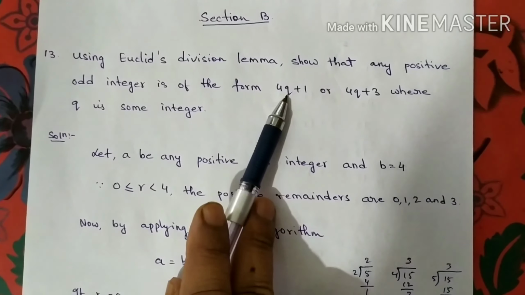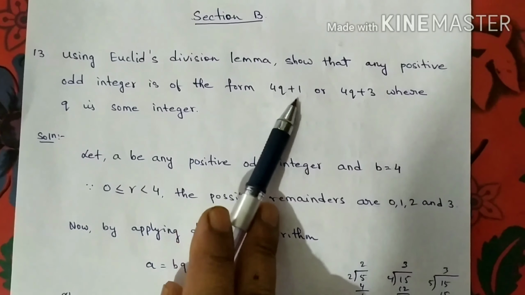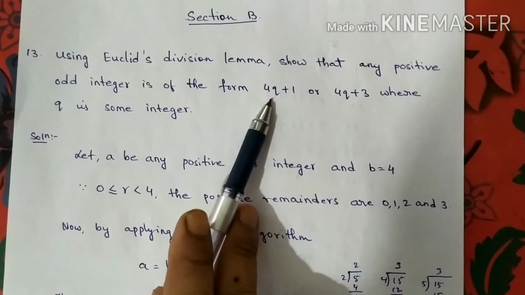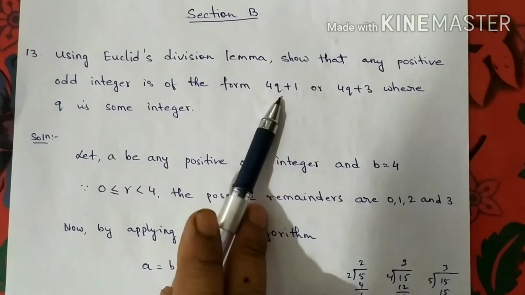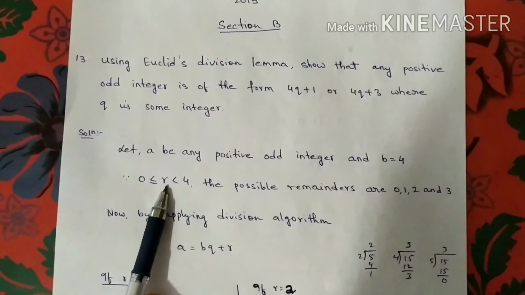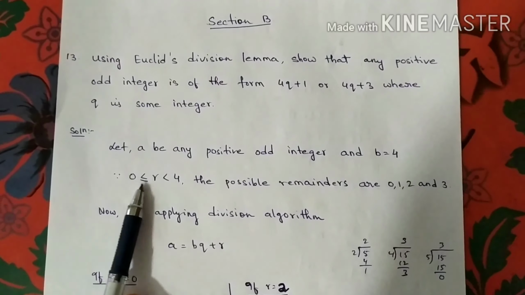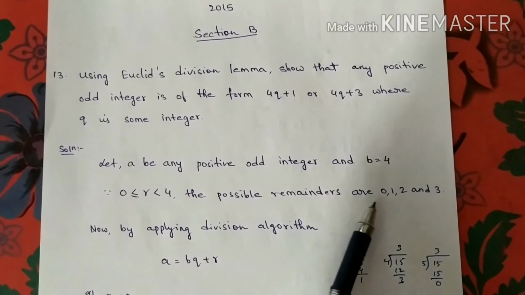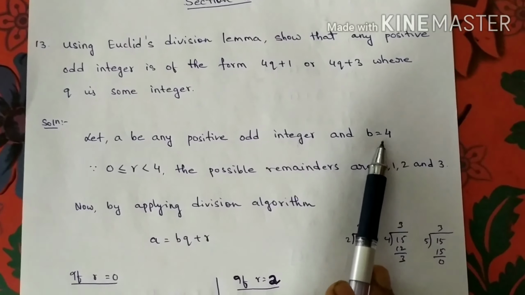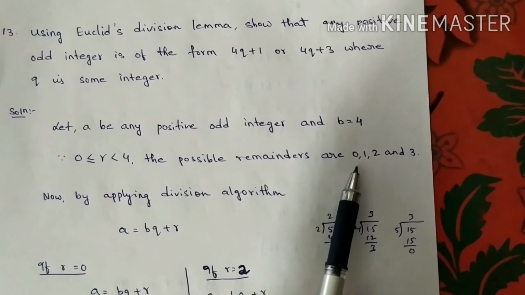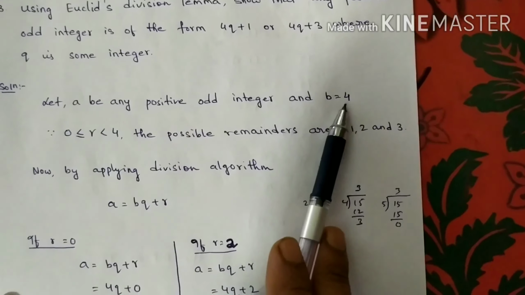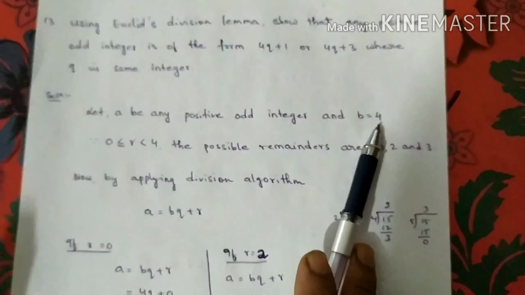Possible remainders will be 0, 1, 2, 3, which we can say greater than or equal to 0 and less than 4. So here I have written, since the remainder will be greater than or equal to 0 and less than 4, therefore the possible remainders will be 0, 1, 2 and 3, because the divisor is 4. So the remainders will be either 0 or 1 or 2 or 3. It cannot be 4 or more than 4.